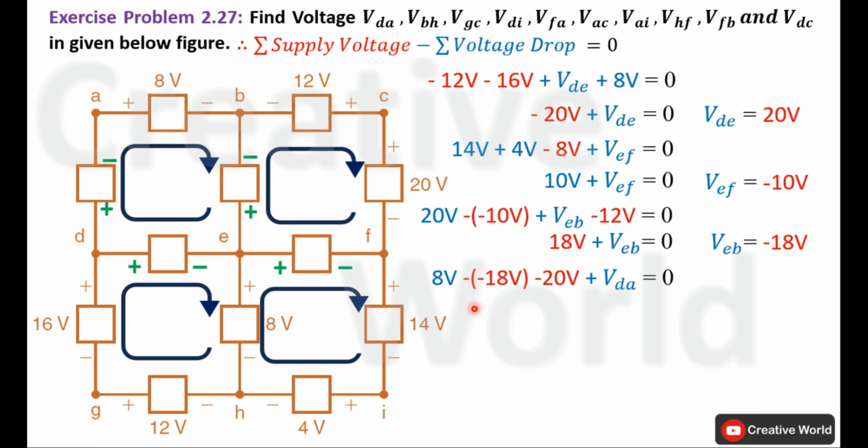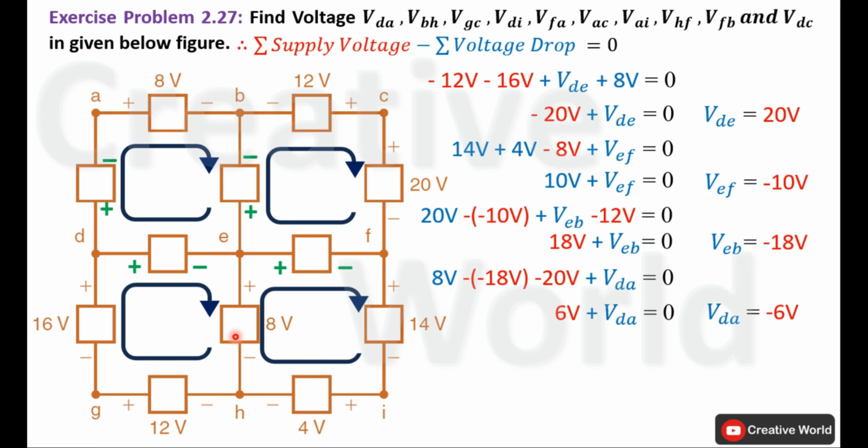For that purpose we will open these brackets. This minus will multiply the minus inside the brackets and it will become plus 18 volt. Plus 18 volt plus 8 volt will become 26 volt. 26 volt minus 20 volt will become 6 volt. Now place this 6 volt on the other hand side of equal to calculate the value of VDA, that will become minus 6 volt. Up to this point we have calculated voltage across all unknown elements inside this circuit.